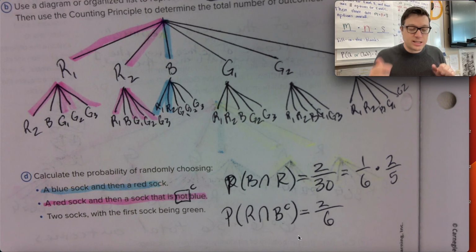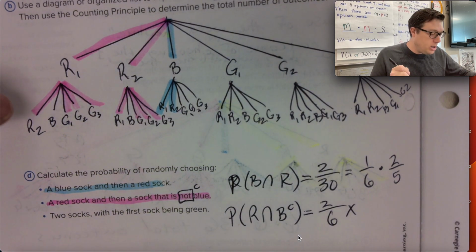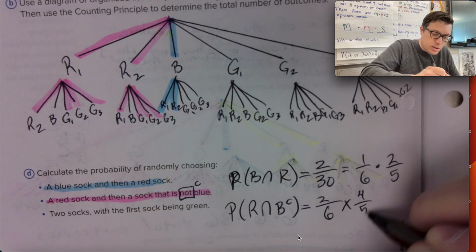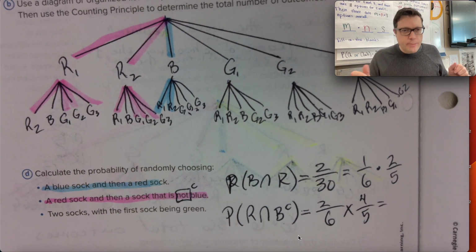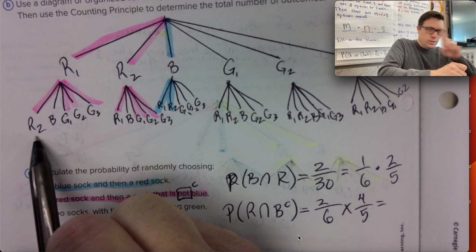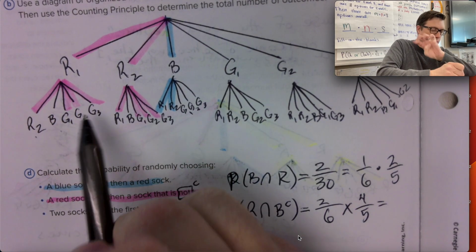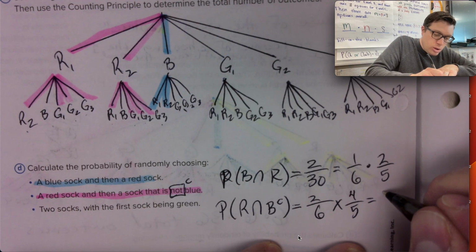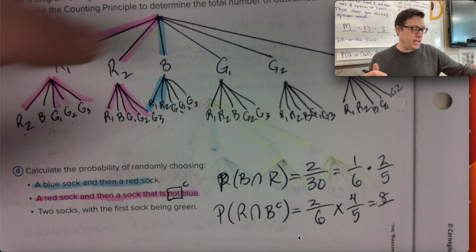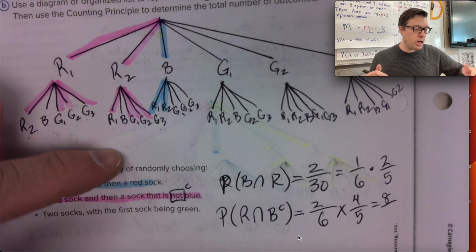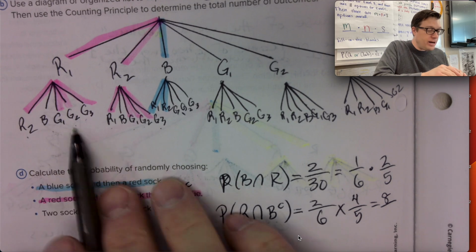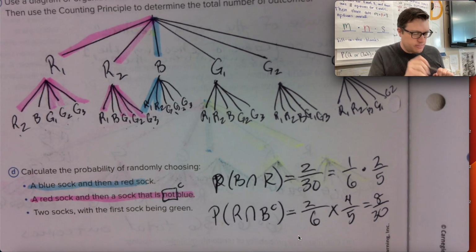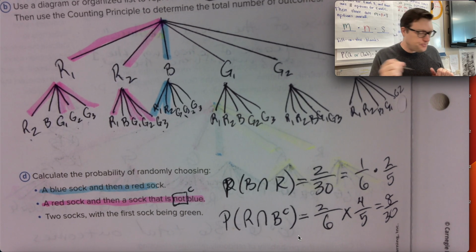And after you do 2 out of 6 for the first choice, we're going to multiply by 1, 2, 3, 4 out of 5 for the second choice. But if we wanted to literally count them all out, it'd be this one, this one, this one, this one, this one, this one, this one, and this one. That's 8 total branches that terminate in red, not blue, out of 5, 10, 15, 20, 25, 30 total choices. But that's how you multiply the fractions. Top times top, bottom times bottom.